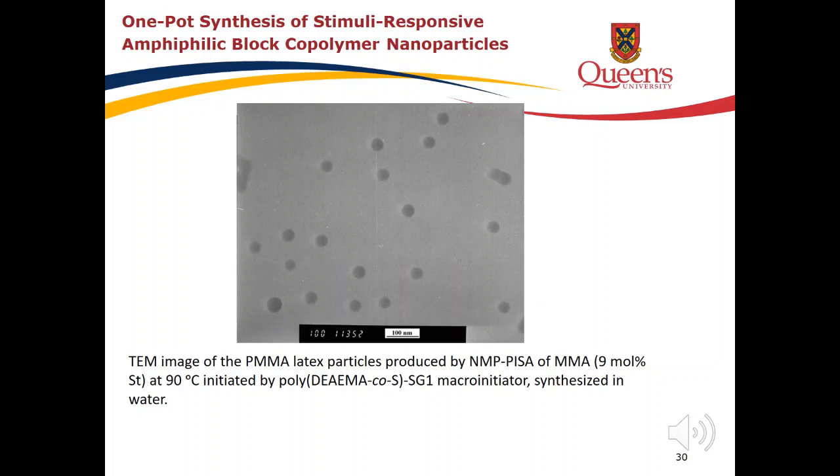And as you should always do with a PISA type process, you want to confirm your morphology. We had a look at what we made by transmission electron microscopy, and we can see here that we have spheres. And normally when you have any type of PISA process, you're going to want to be looking at images.